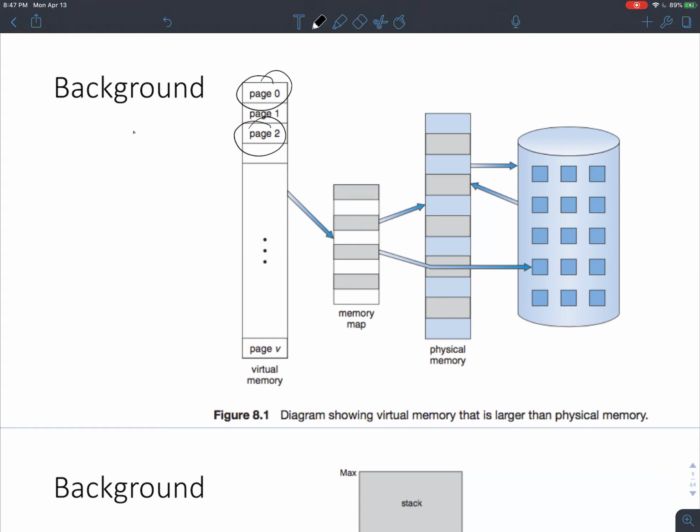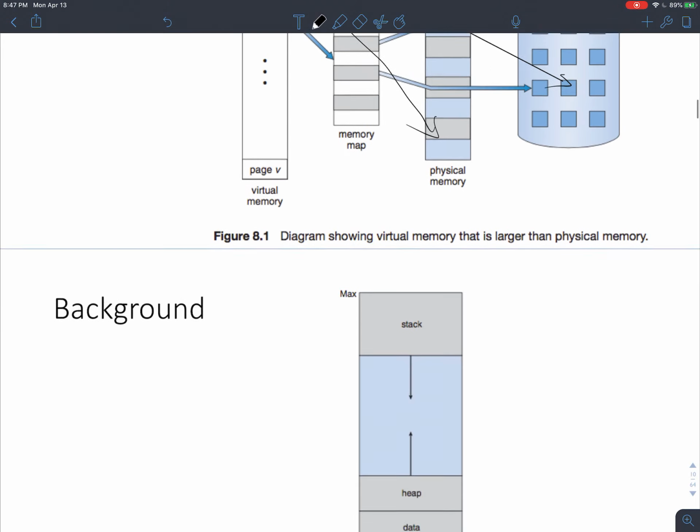If, for example, page 0 is in the physical memory, the memory map unit may tell you to go to this corresponding place to find your page 0, and to go to this place to find your page 2. If page 1 is not loaded into the physical memory, it may say to go to this place on your hard drive to find it. So this is the diagram that shows how virtual memory space works.